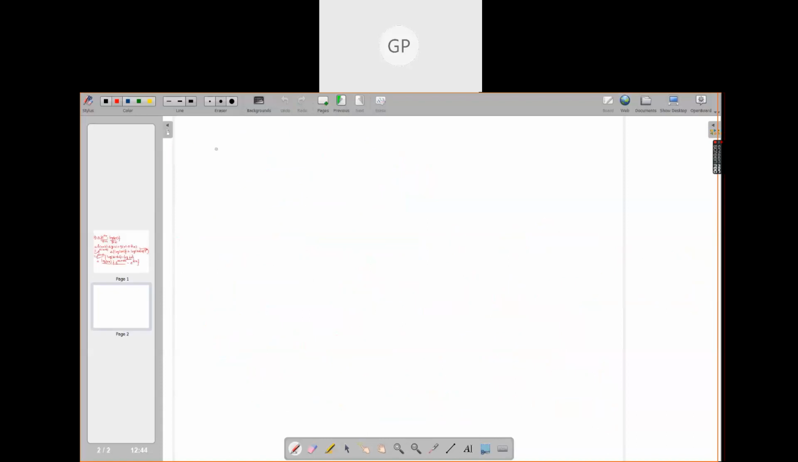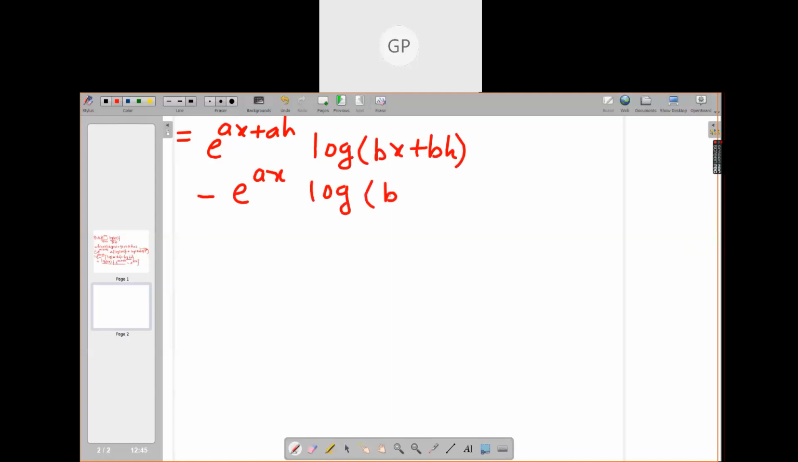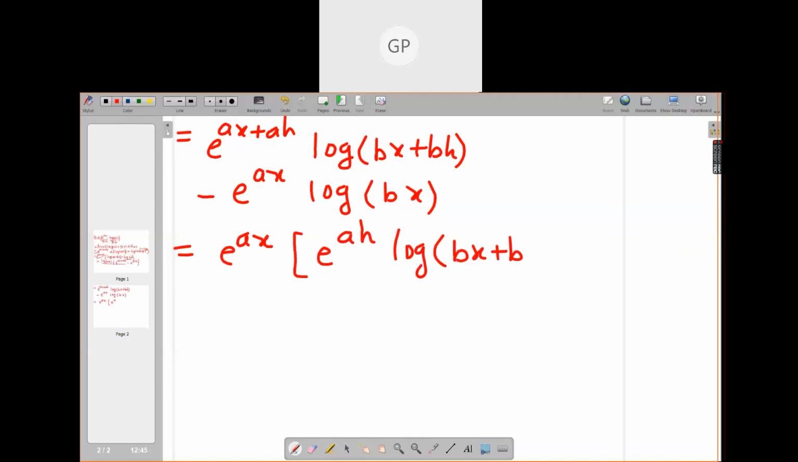So it is equal to e raised to ax plus ah into log of bx plus bh, minus e raised to ax into log of bx. That's it, right? So it is equal to e raised to ax, I can take common. Inside the bracket, I will have e raised to ah log bx plus bh minus log bx.